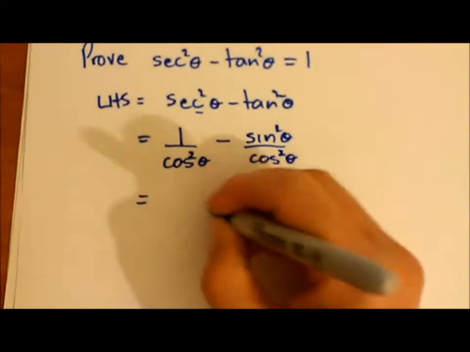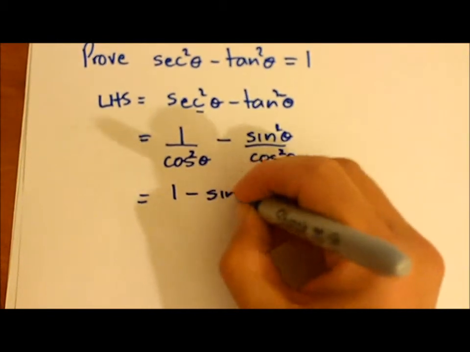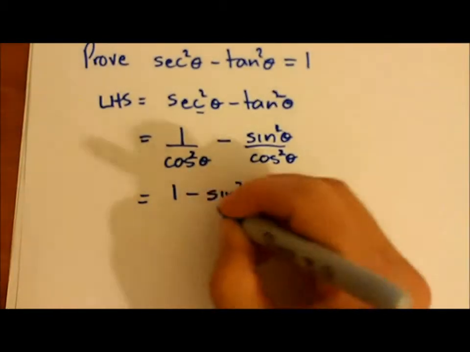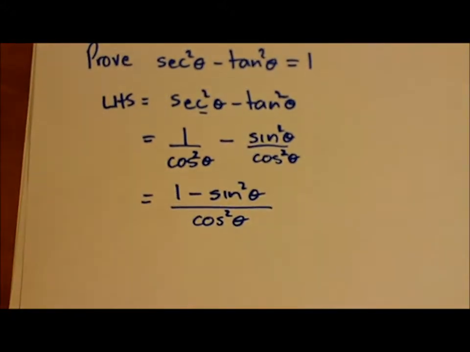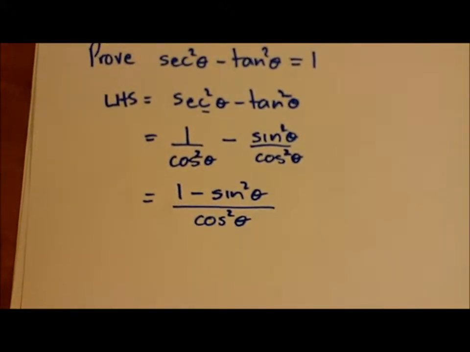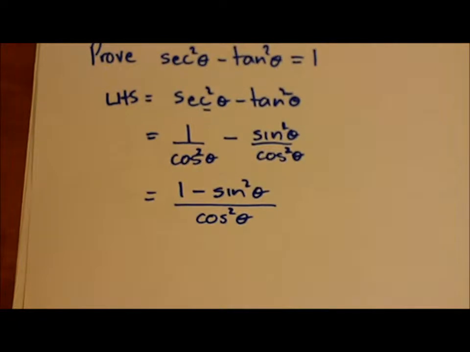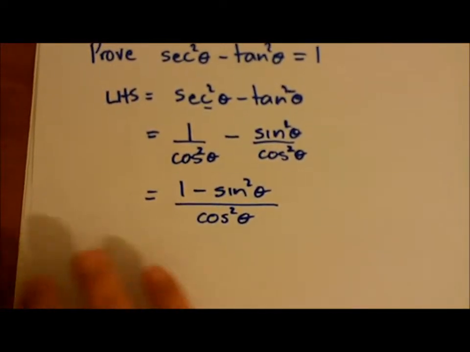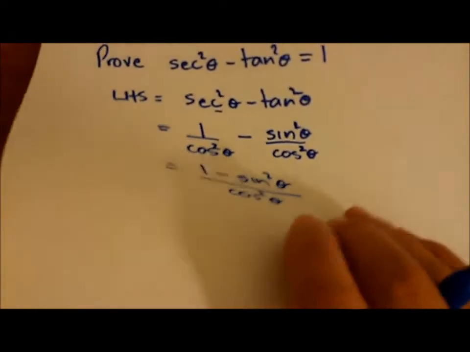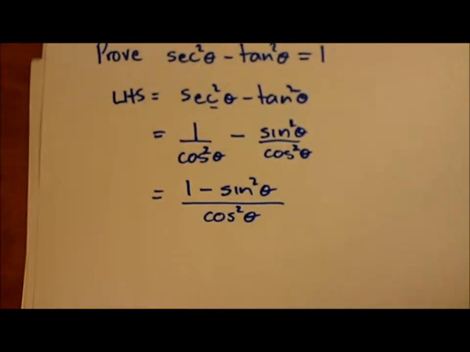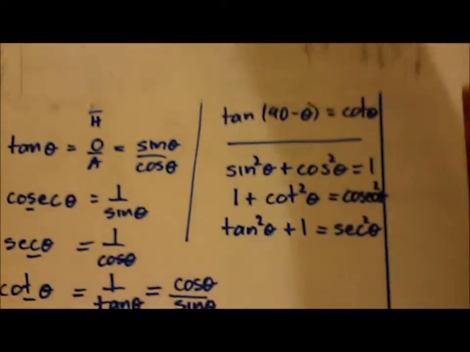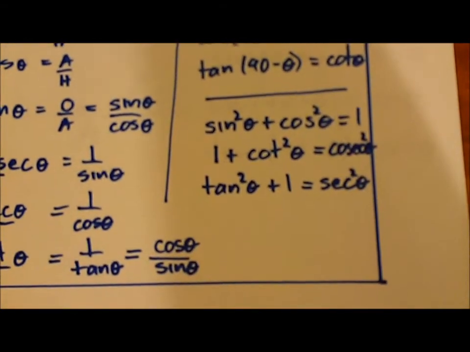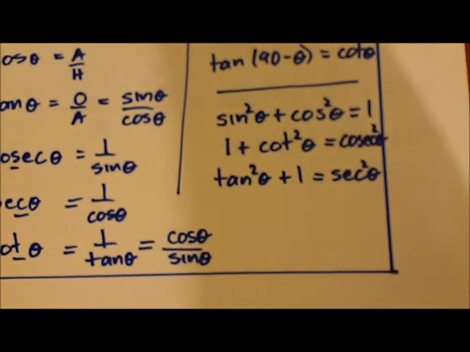That leaves me with 1 minus sine squared theta on the numerator, and we have a common denominator of cos squared theta. So we're pretty close now. We've got everything in terms of sine and cos. Now if we just quickly flick back to our trig identities, back here they are, we see that we've got this identity sine squared plus cos squared equals 1 in our toolbox. Sine squared plus cos squared equals 1.